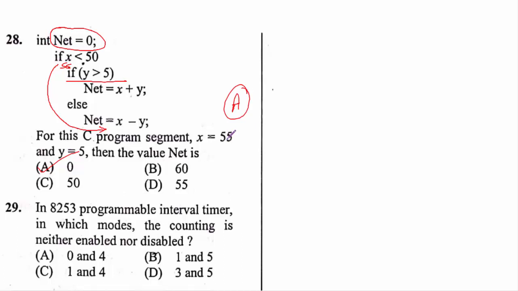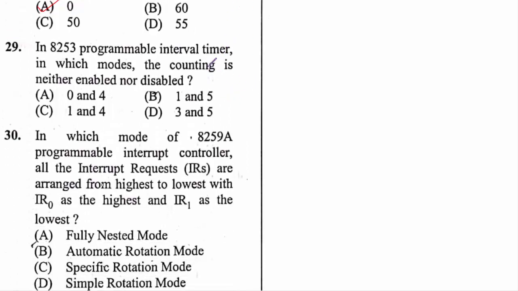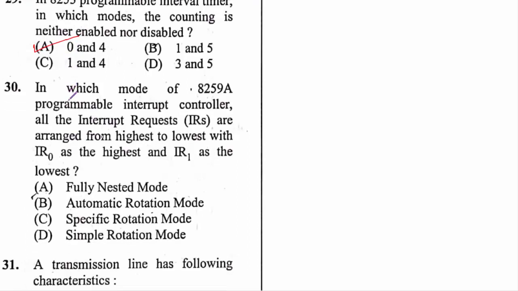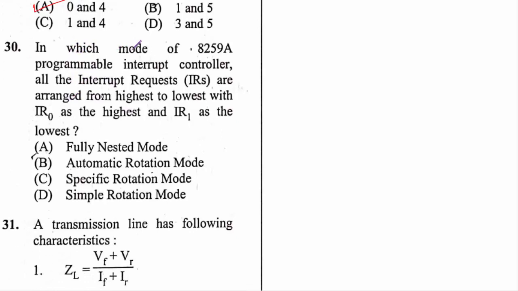Nothing but 29th question what they have given is, in 8253 programmable interval timer, in which mode the counting is neither enabled nor disabled. It is neither enabled nor disabled in mode 0 and mode 4. 30th question, in which mode of 8259A programmable interrupt controller all the interrupt requests are arranged in highest to lowest, with IR0 as the highest and IR1 as the lowest. This question you answer in the comment section.